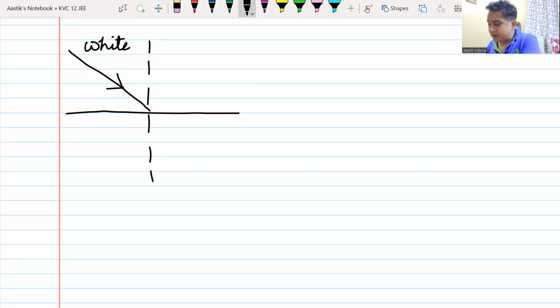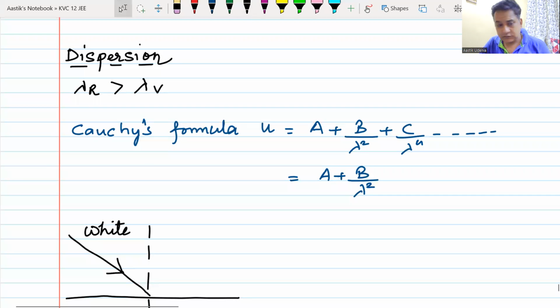Sir, go to previous slide also. What happened? Can you go to previous slide? What is there in the previous slide? Only that formula is there. 1 plus a plus b by lambda square. That is what you need to remember. This formula is not in your course. Just have to remember that mu depends on lambda. It is inversely proportional to lambda square. Noted it down?